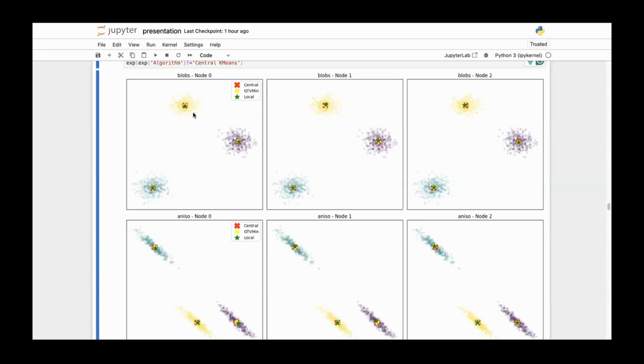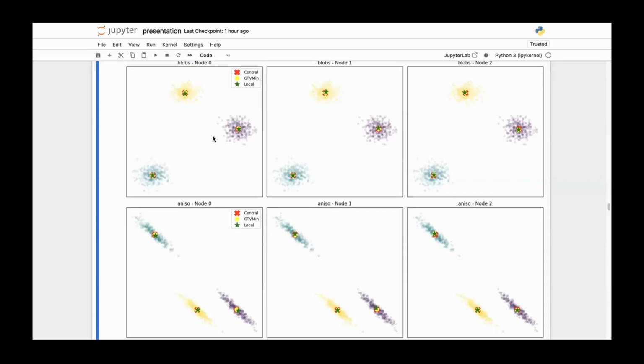So here are the results. We can see first row for this data set. Visually, those centroids are quite close to each other. That's because we got sufficient data points and the structure of the cluster is quite simple.